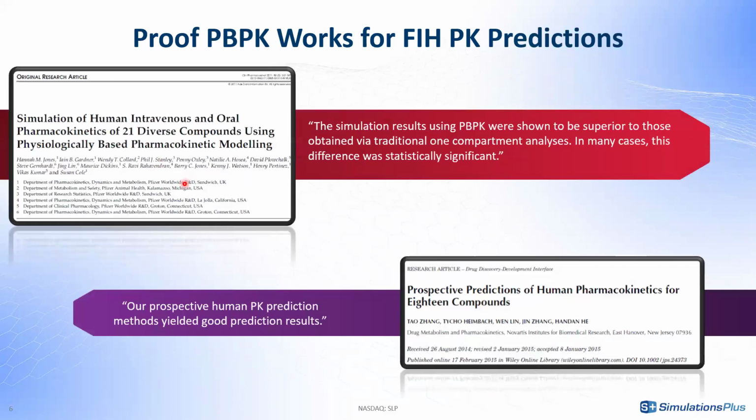Another paper from Jones et al. in 2011 highlighted that the simulation results using PBPK were found to be superior to those obtained via traditional one-compartment analyses, and in many cases, this difference was statistically significant. And finally, Zhang et al. in 2014 concurred with that view, stating that their prospective human PK prediction methods yielded good prediction results.